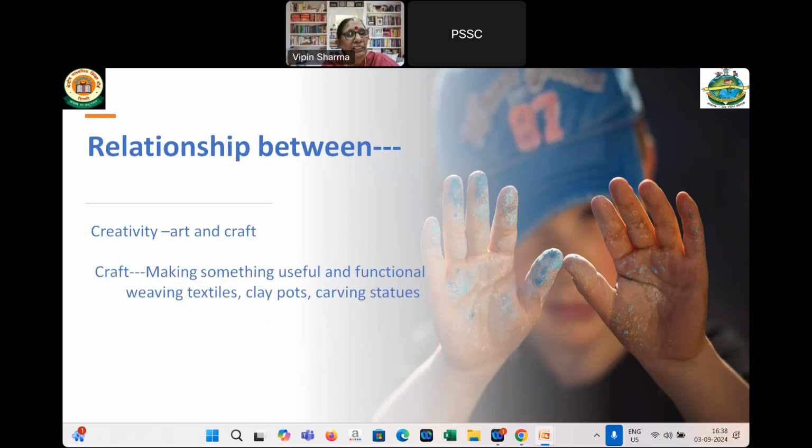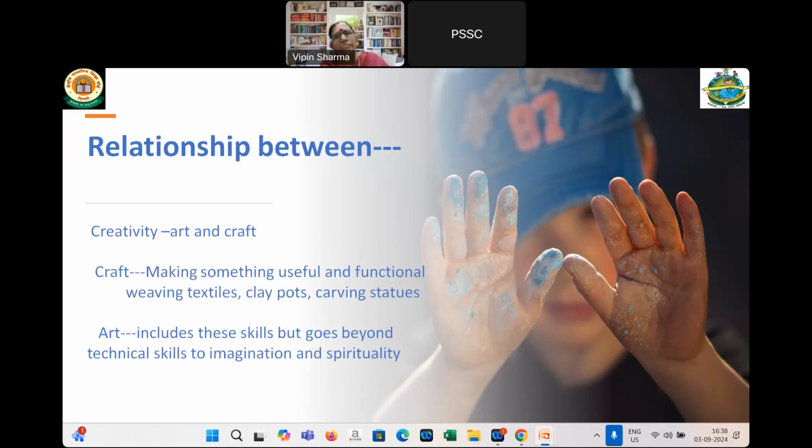Now, creativity, art and craft. What is craft? Now, let me come to craft. Making something useful and functional. Weaving textiles, clay pots. Okay. That includes these skills, but art includes all these and goes beyond technical skills to imagination and spirituality. So art and craft, if you ask me, they are connected.